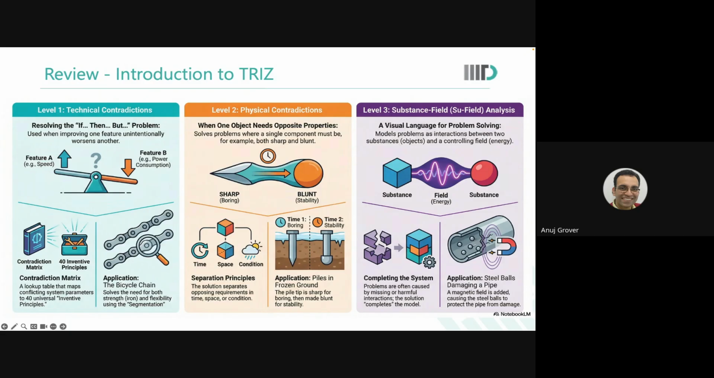Improving one parameter degrades the other parameter means we are still talking about a technical contradiction. A physical contradiction is when there is one substance, one physical entity, which needs to exhibit 2 opposing physical properties. We took the example of those logs which we have to dig into the soil. And we said they have to be sharp, but they have to be blunt. Sharp so that they can dig fast, blunt so that they can offer stability to the house. The same point is expected to have 2 different opposing characteristics. That was physical contradictions.